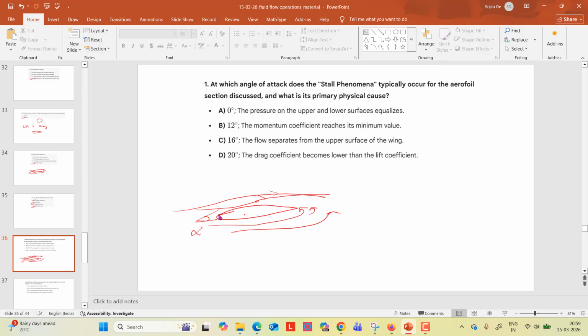So at 0 degree, what happens? The pressure on the upper and lower surfaces equalizes. At 12 degree, the momentum coefficient reaches its minimum value. At 16 degree, the flow separates from the upper surface of the wing. At 20 degree, the drag coefficient becomes lower than the lift coefficient. So it is option C. So at 16 degree, the flow separates.